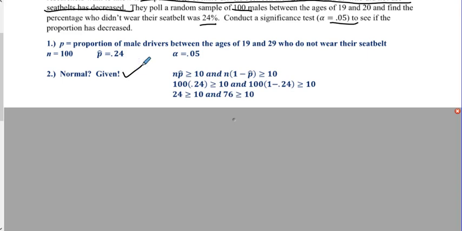Check for large numbers. 100 times 0.24 is 24. 100 times 0.76, which is 1 minus 0.24, is 76, both greater than or equal to 10. Remember, here's how much your candy cost. You paid $1. Your change is going to be 0.76. $1 minus 24 cents.